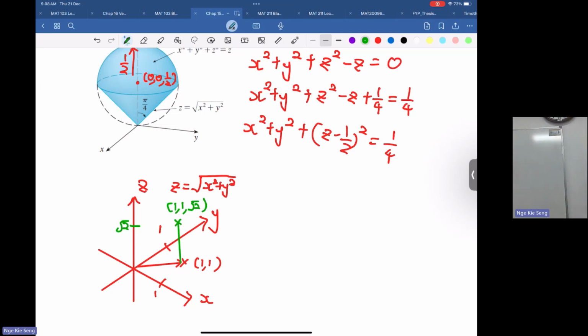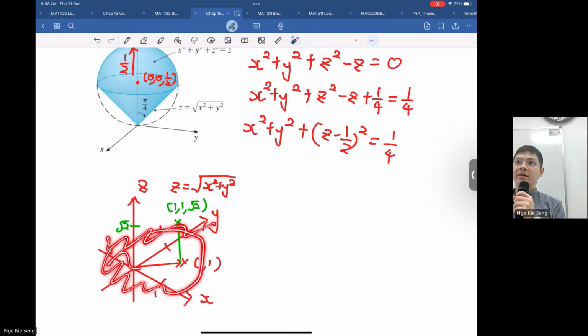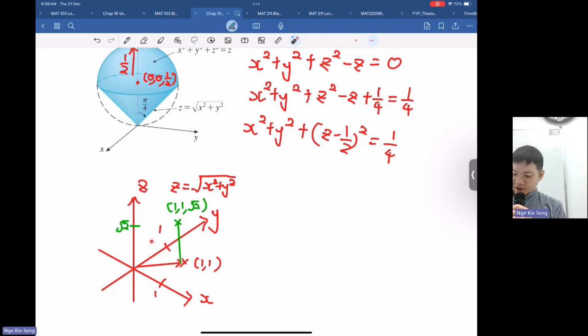So you could imagine what this function does, right? You imagine you have a whole plane here, and for each point, you attach a height. What is this height here? This height here is the length of the vector of the point.